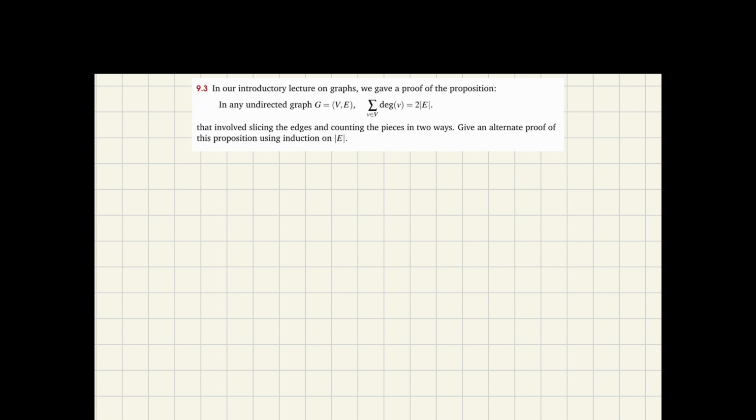In any undirected graph G equals V comma E, the sum of the degrees in the graph over all the vertices is equal to 2 times the edges.